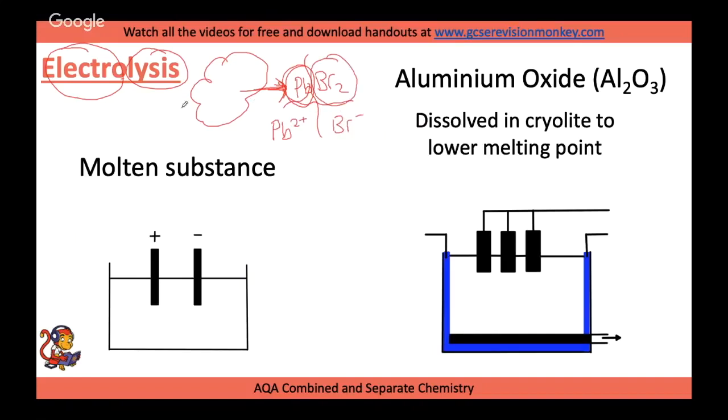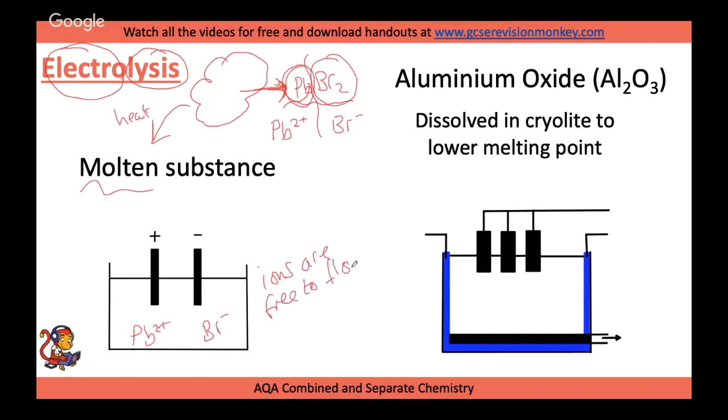So if we were to melt this first of all, to make it molten, so we would heat it up and melt this rock of lead bromide, we might want to get the lead out and use it to make some sort of metal component. So if you heat it up and make it molten, in here you will have the lead ions and the bromide ions, and the important thing is now the ions are free to flow.